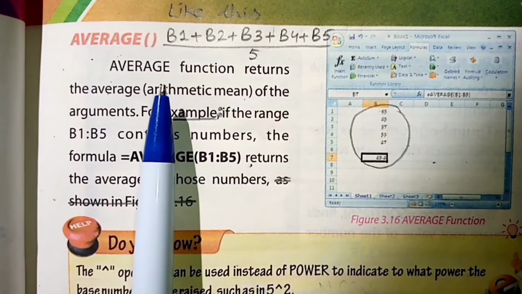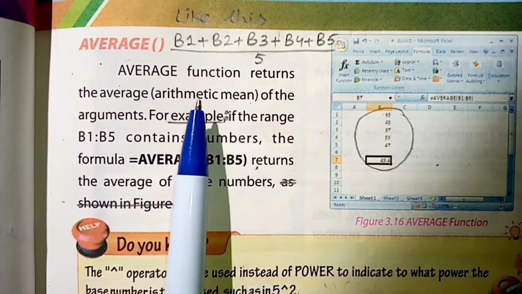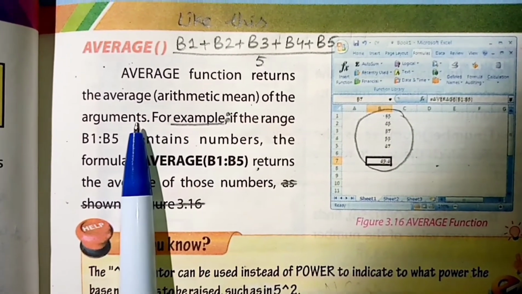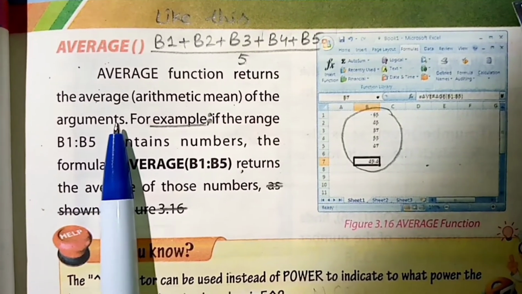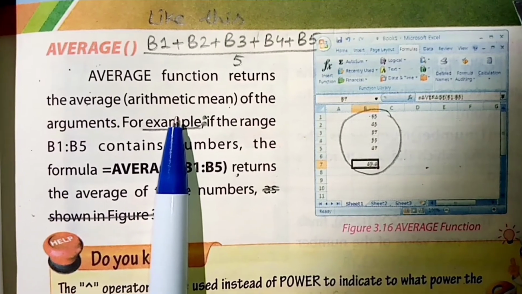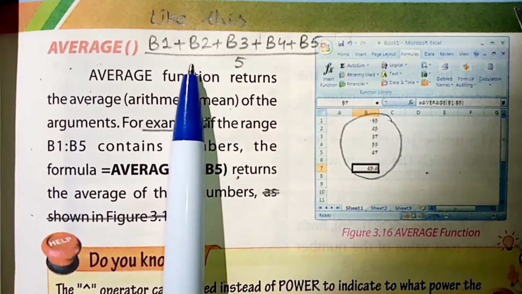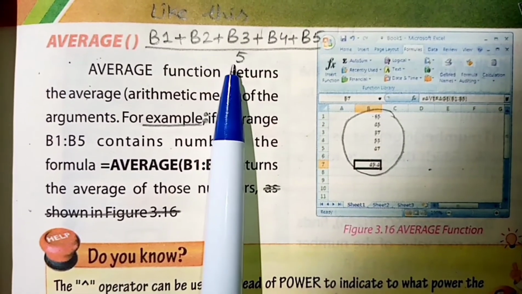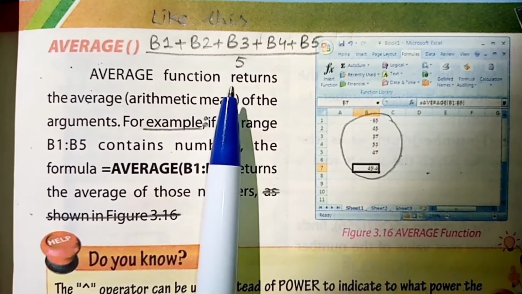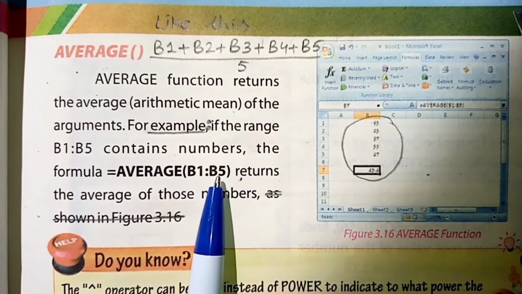Students, next function is average function. Average function calculates the average of all the data values mentioned in the arguments. Students, as we know that average is also known as arithmetic mean. Formula of average is simply sum of all the terms divided by total number of terms. Here an example is given, average b1 to b5.